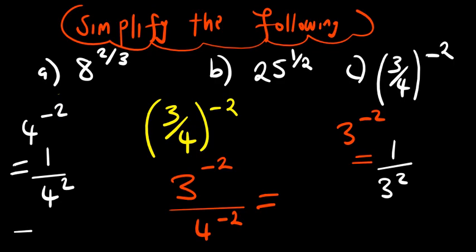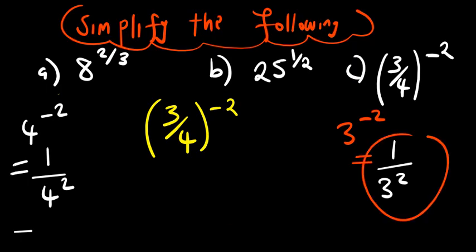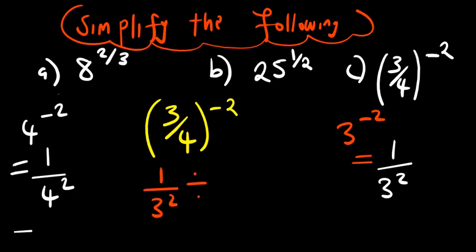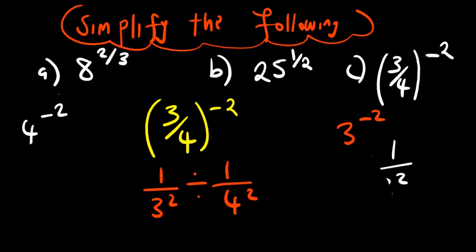Before I even solve them further, because they are dividing here, it just means I'm dividing them. So let me divide them. What are we dividing? We're dividing this by that. So we're dividing 1 over 3 to the power 2 by 1 over 4 to the power 2. So basically that is what we have. Then now when we solve, what are we now going to have?